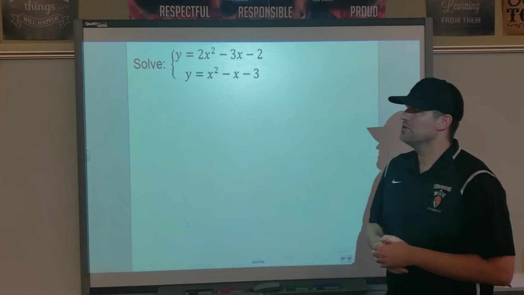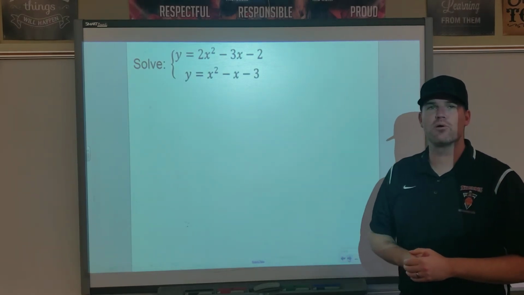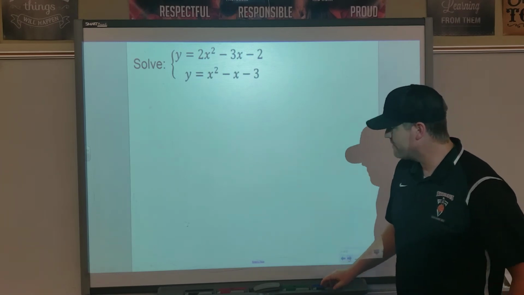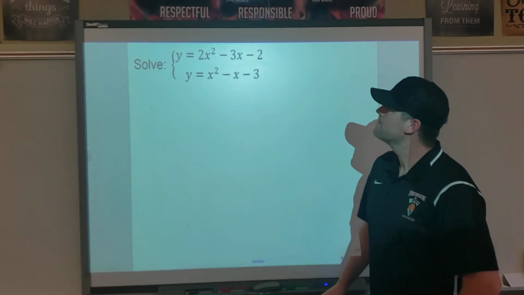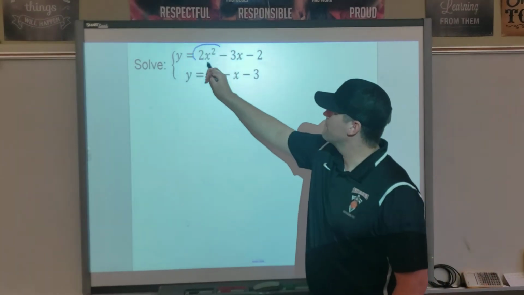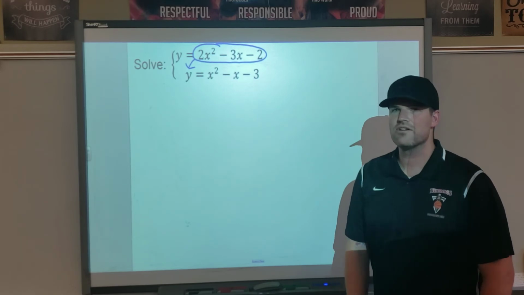Moving on to 2 quadratics. We know that if we were to graph these, it would be 2 parabolas. But we're going to try to find out if they cross, and if so, how many times and where. Same steps. I'm going to take one equation and plug it in for the y of the other. It's called substitution.